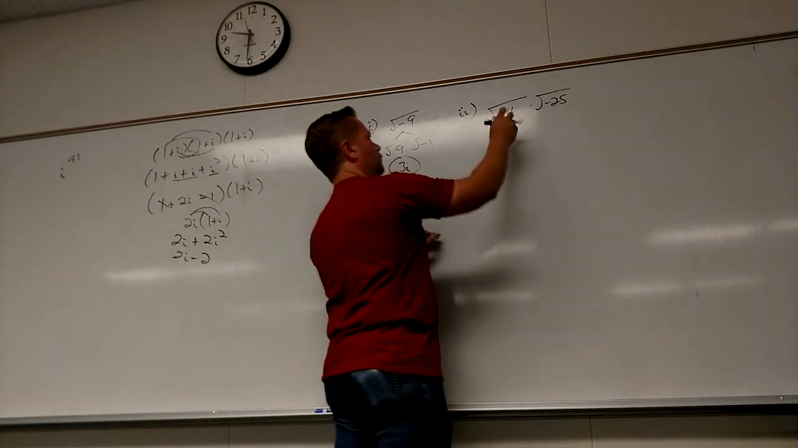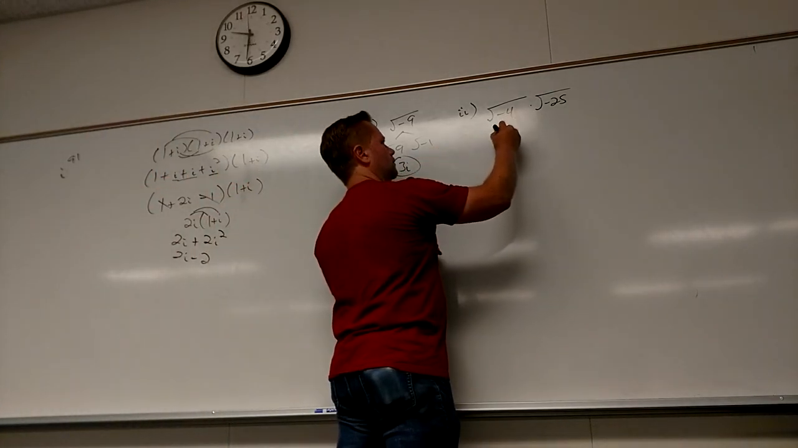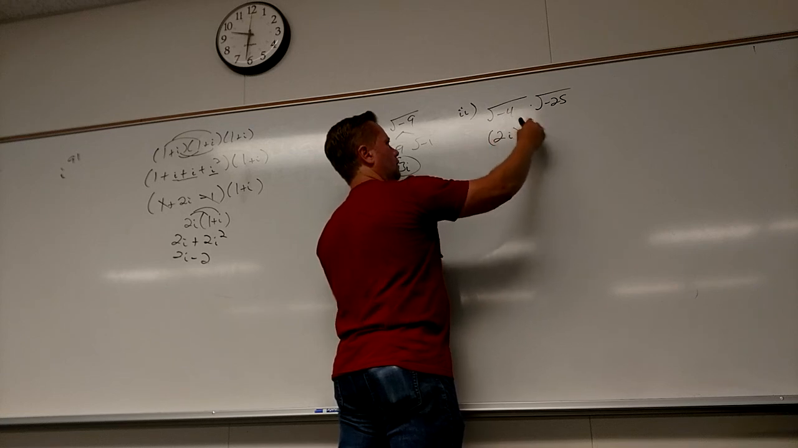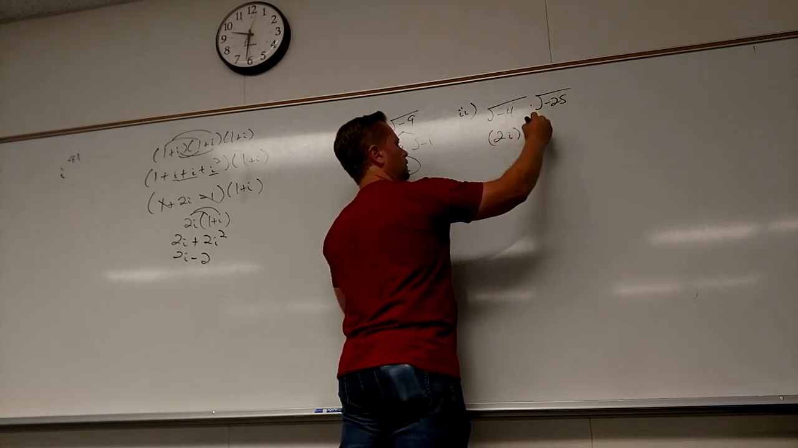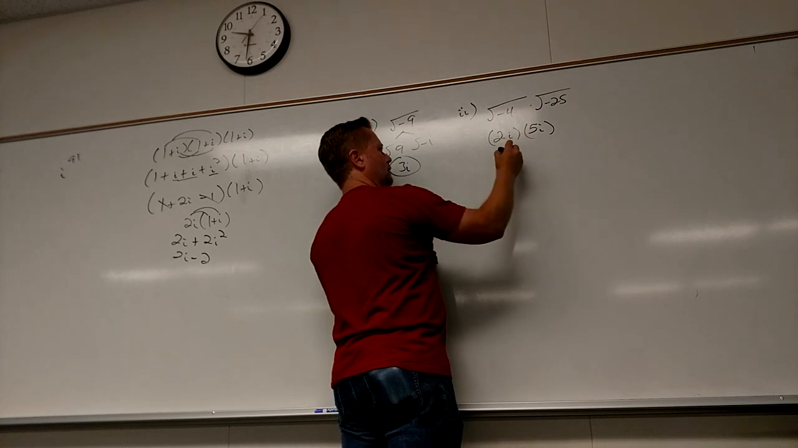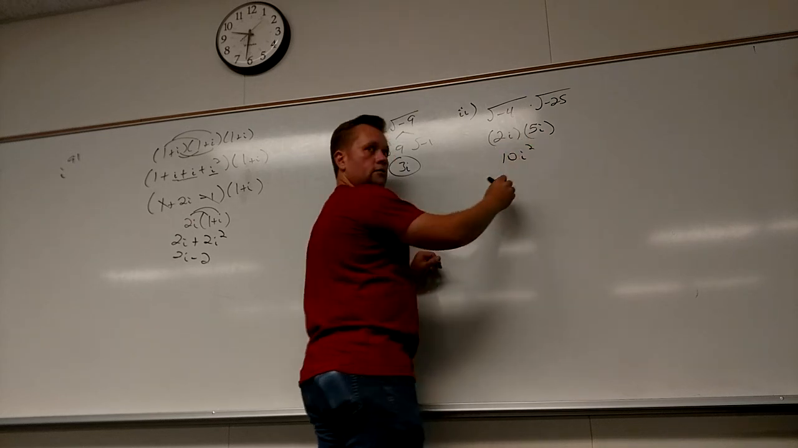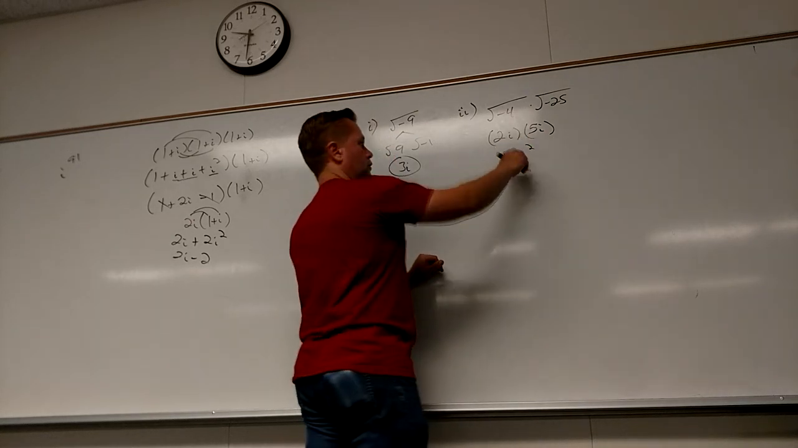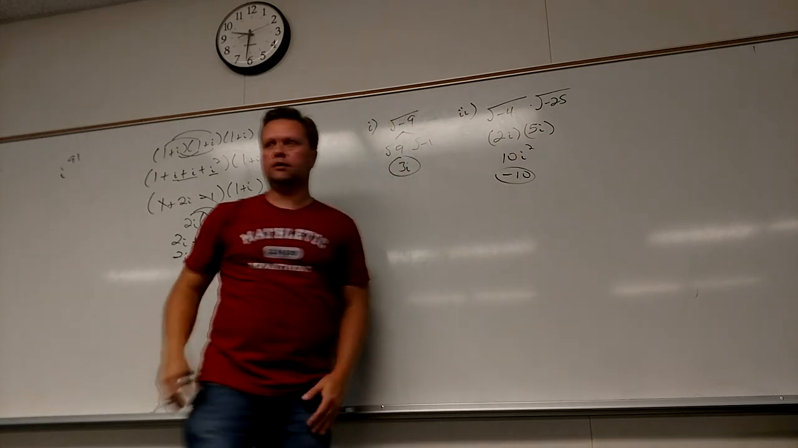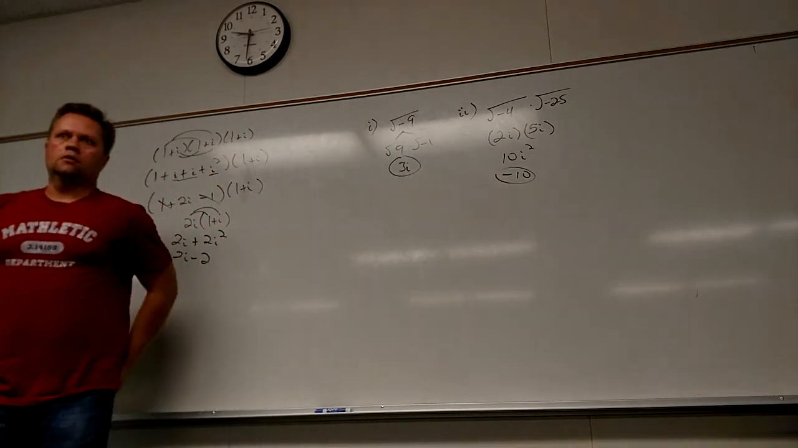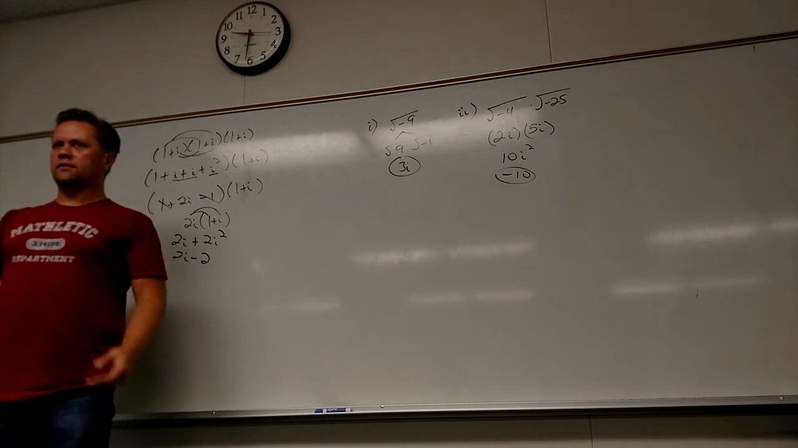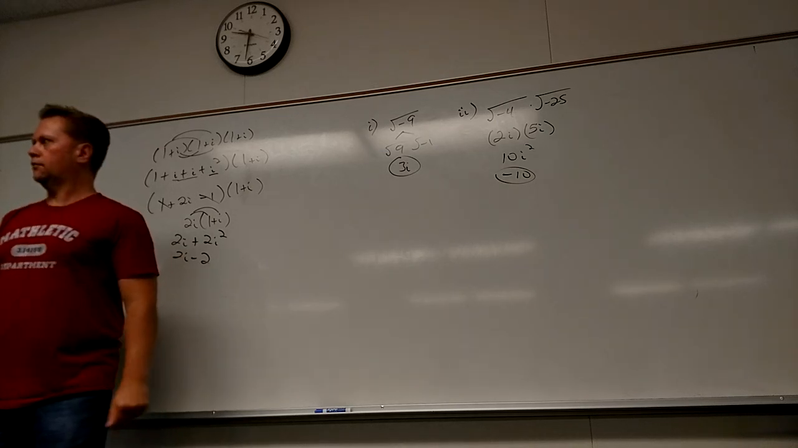What is the square root of negative 4? 2i. And what's the square root of negative 25? 5i. And what's 2i times 5i? 10i squared. i squared is negative 1, so you get negative 10. I like it. Which makes sense, because the square root of negative times square root of negative should come out negative.